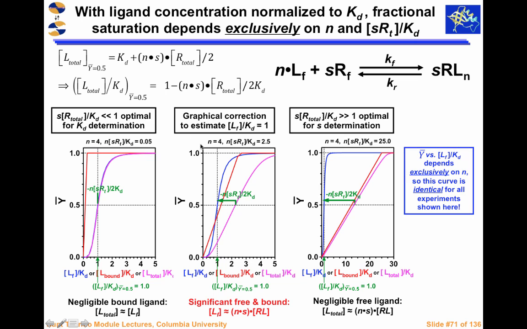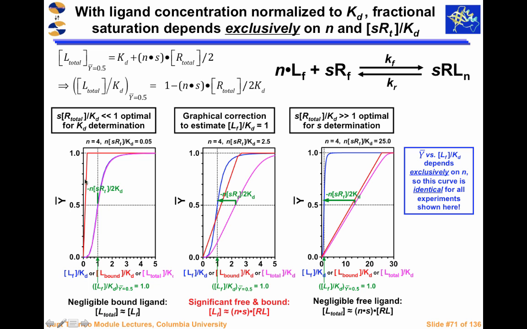So we're looking at the same receptor here, effectively. When we normalize to KD, all receptors look the same. So the blue curve is exactly identical. That equation we just looked at gives the blue curve in all cases. The fractional saturation versus free ligand equation depends only on LF over KD and N. It doesn't care about SRT. These blue curves are all the same.